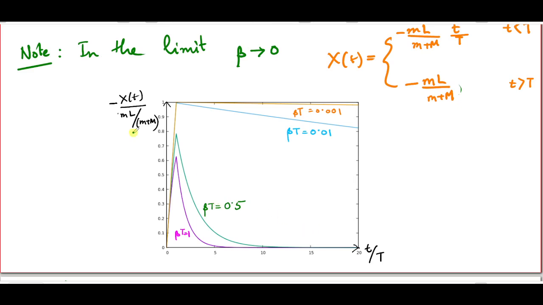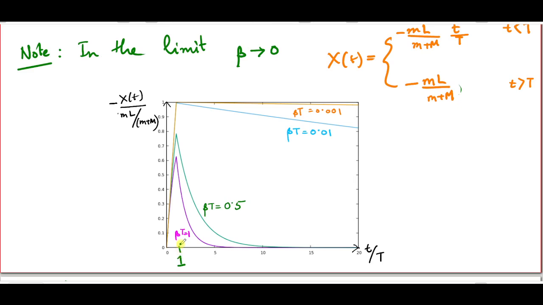Here we have plotted the ratio of minus capital X(t) by mL by m plus M. This denominator here is the displacement of the center of the boat in the 0 beta case, as a function of small t over capital T, and we have plotted this for different values of beta times capital T. Beta times capital T, as you can easily check, is the relevant variable here. Because of the minus sign here, a positive value for this variable means the boat is drifting to the left.